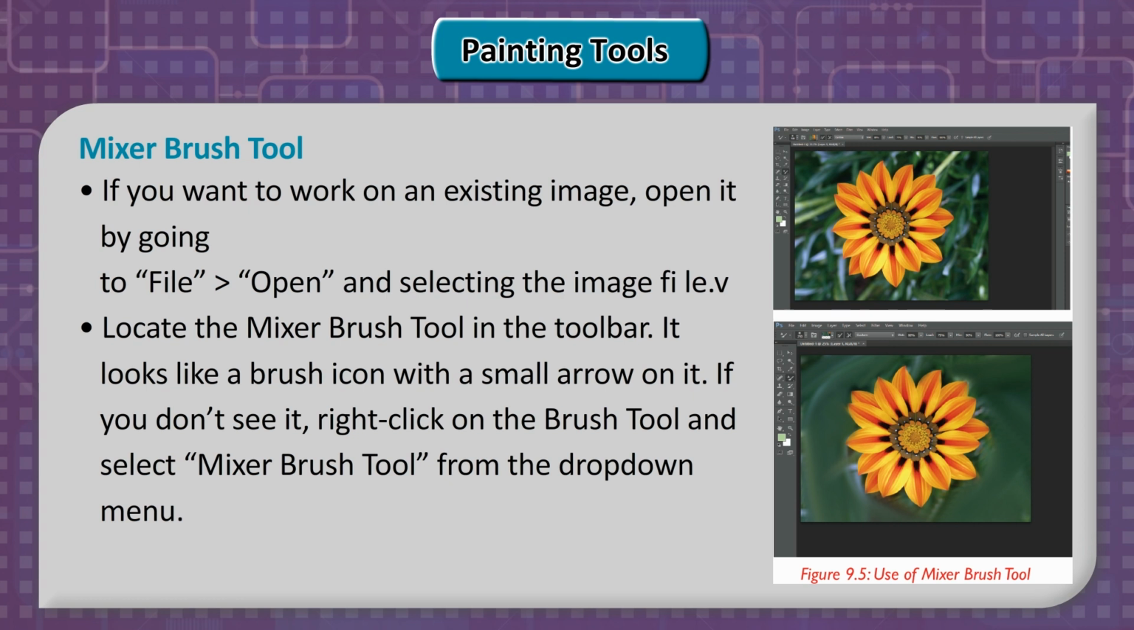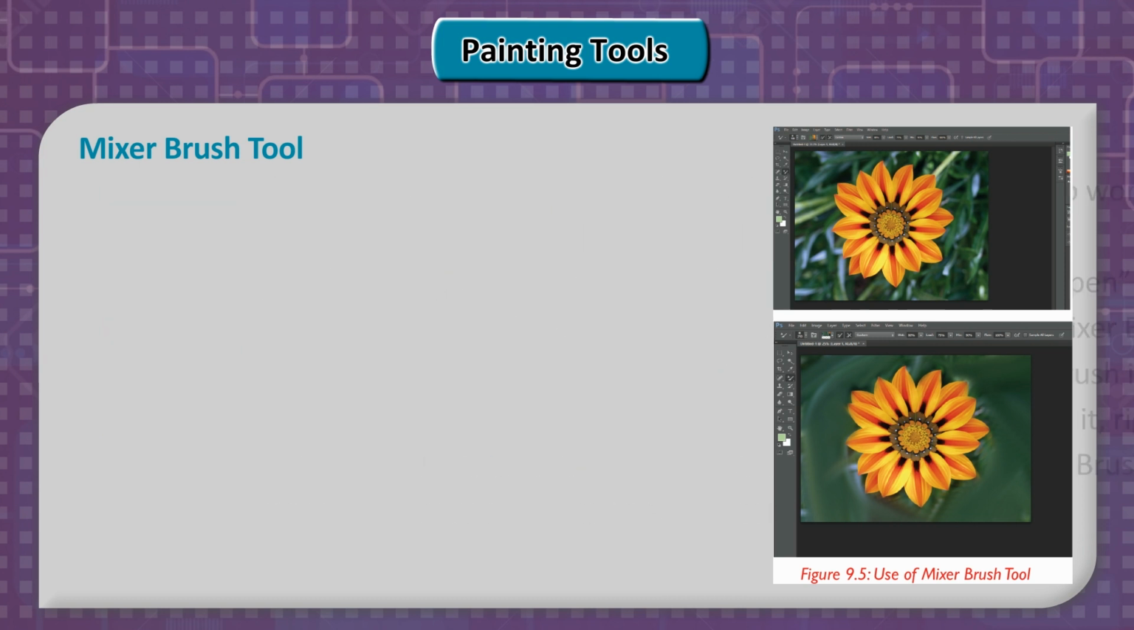If you want to work on an existing image, open it by going to File > Open and selecting the image file. Locate the Mixer Brush tool in the toolbar. It looks like a brush icon with a small arrow on it. If you don't see it, right-click on the Brush tool and select Mixer Brush tool from the drop-down menu.